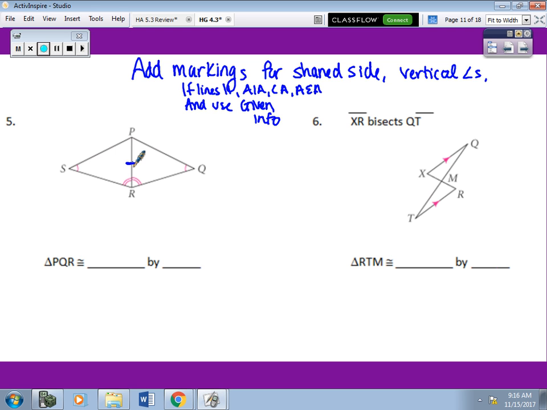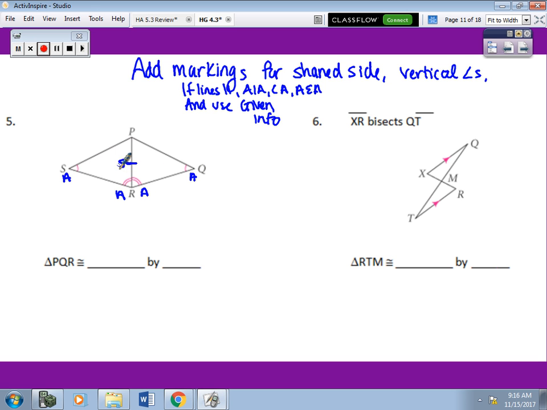So you have to make sure that you're thinking, can I add markings in? And the main part is when they touch, either at an angle or a side. That's when you're going to add markings in, or if there's given. So at this point now, let's label this angle, angle, side.